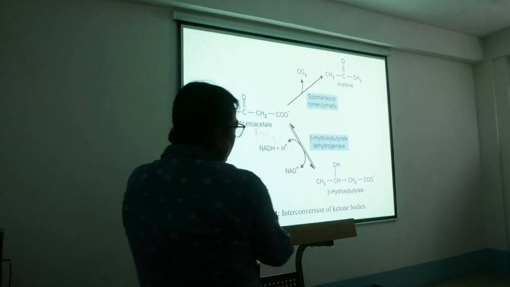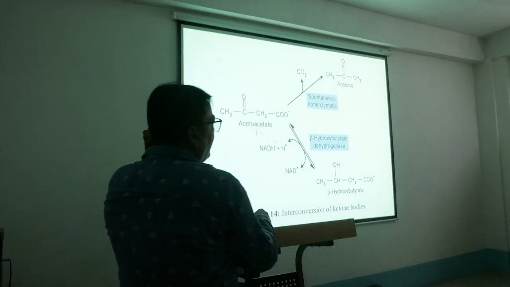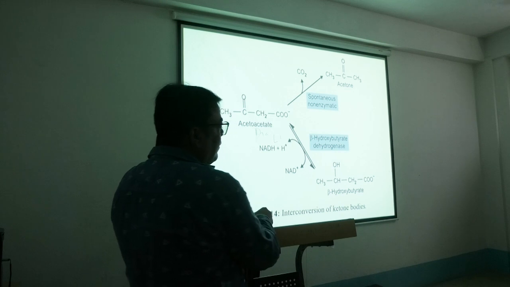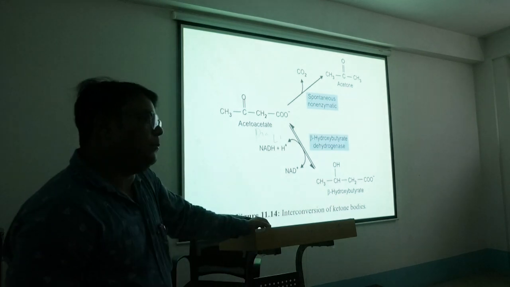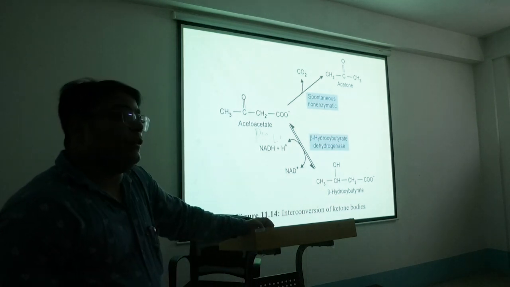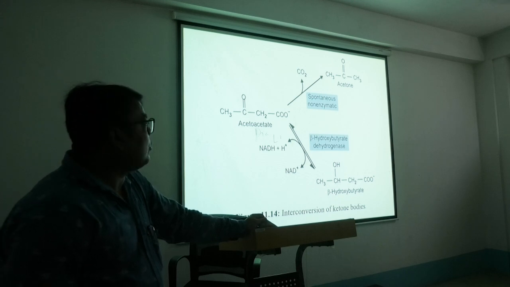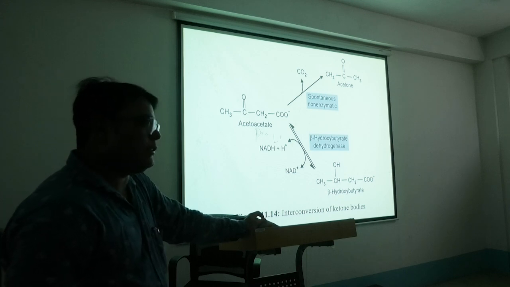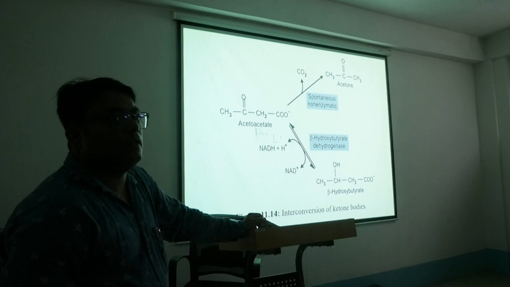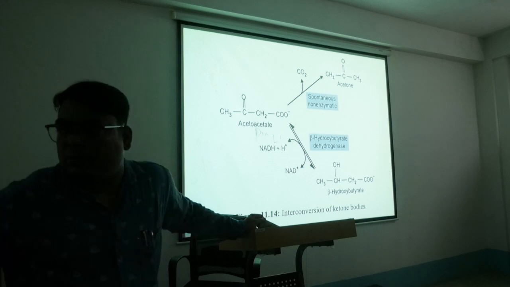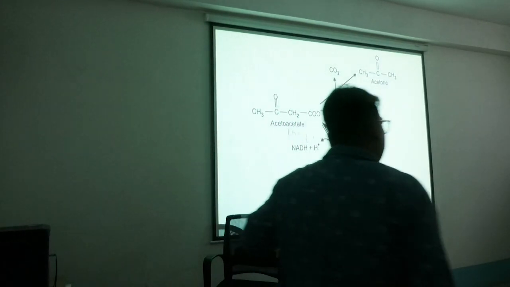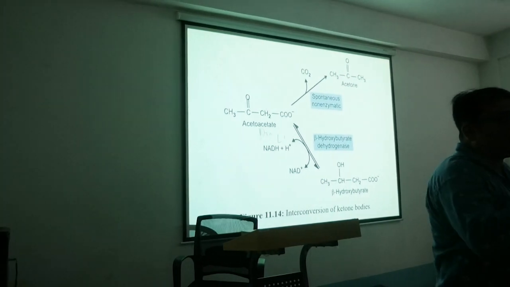Now this is the interconversion process, where acetoacetate is converted into acetone and into beta hydroxybutyrate. So during Rothera's test, 2 ketone bodies give the positive test. Which one? Acetone. Why does beta hydroxybutyrate not give a positive test? Hey, I am not asking all of you.